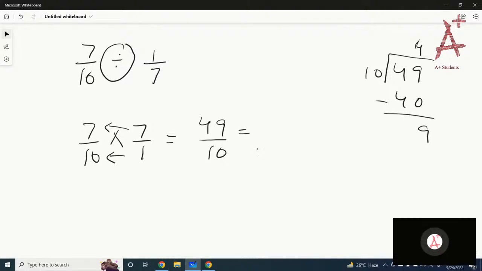So you can write the answer as, this is always the whole number. So 4 is the whole number. The remainder is the numerator and the denominator is the same. So it is 4 whole 9 by 10. So select the correct option and click on the OK button.